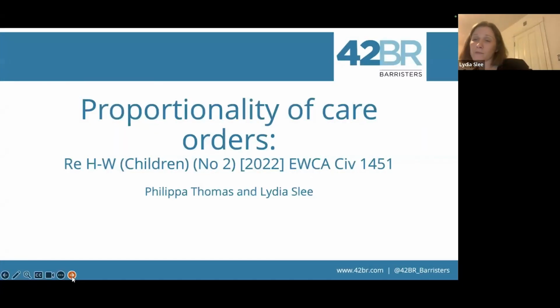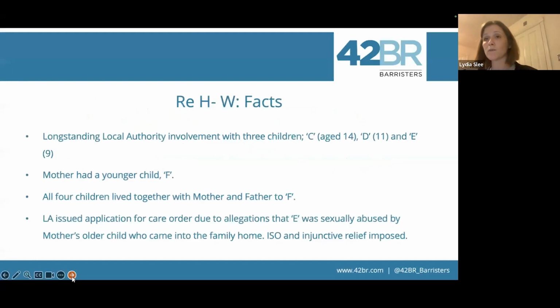So looking at the slides, I'm going to start with the first tranche of the slides, and then Philippa will take over. But just to give a bit of background in relation to the case that we're going to talk about, we will start with some facts. But it won't come as a surprise. We feel when we talk about this case that we're actually stepping back in time, particularly to 2013, when, of course, we will remember the cases of Re B, Re BS, and Re G, which we will touch upon.